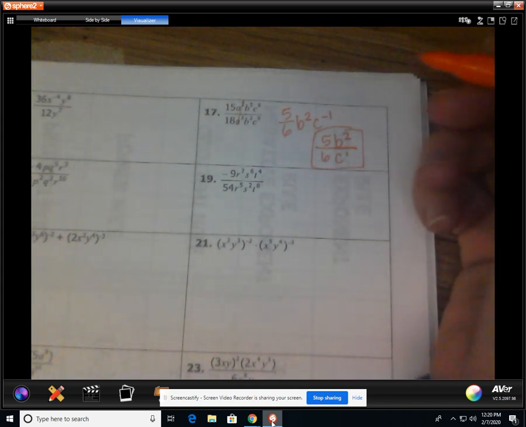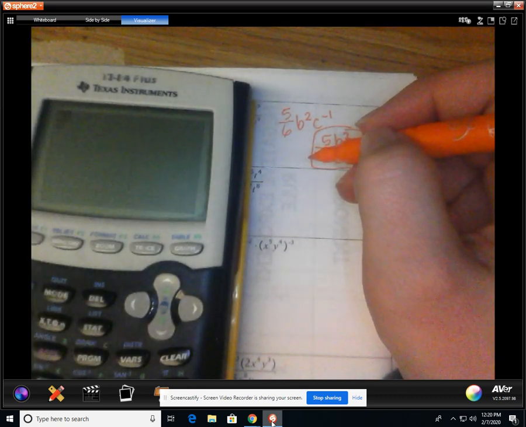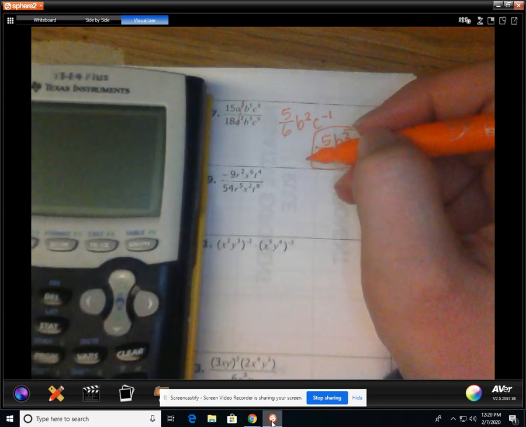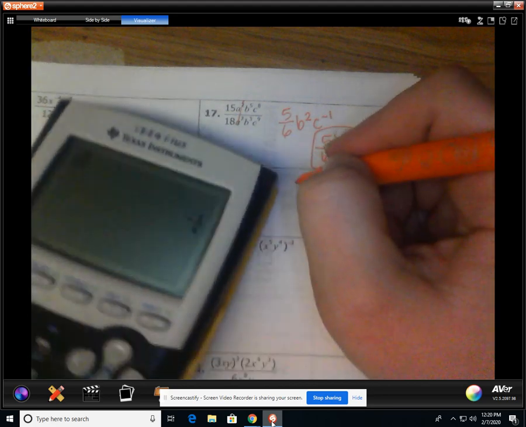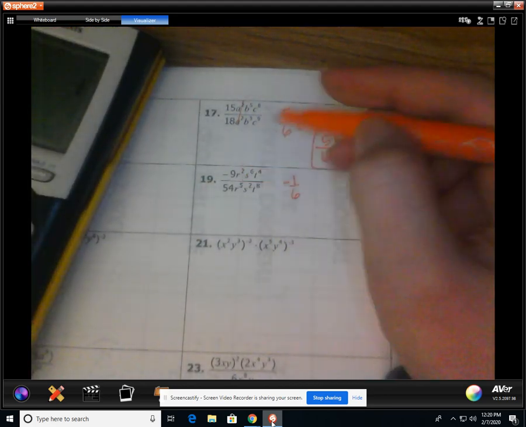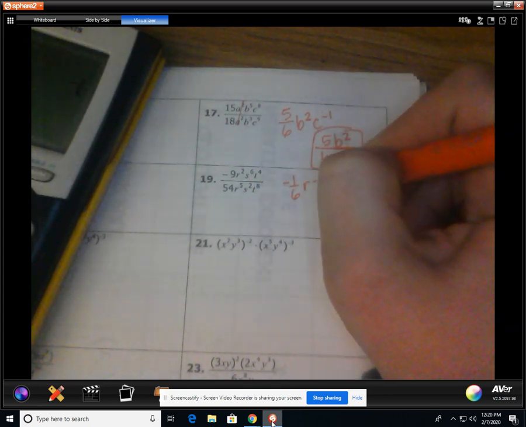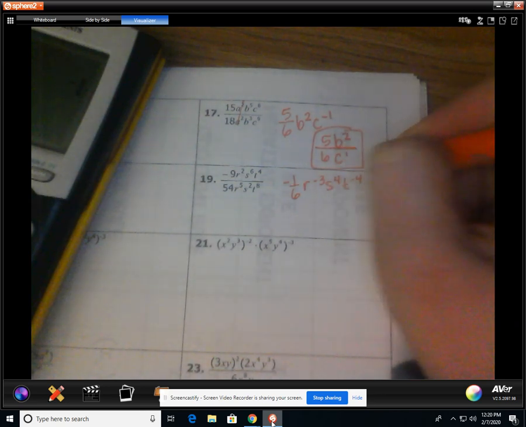For number 19, I'm going to put it right into fraction form, negative 9 over 54. I hit enter and I get negative 1/6. Now 2 minus 5 becomes negative 3. 6 minus 2 becomes 4. And 4 minus 8 becomes negative 4.